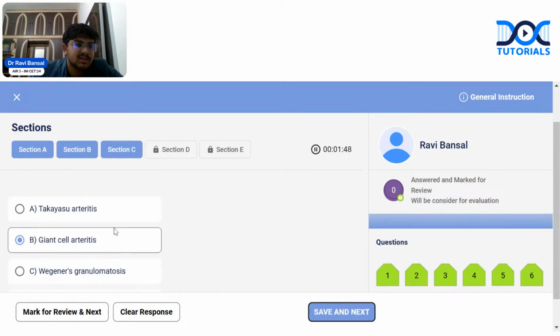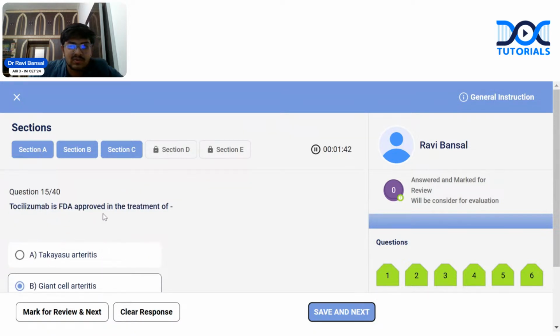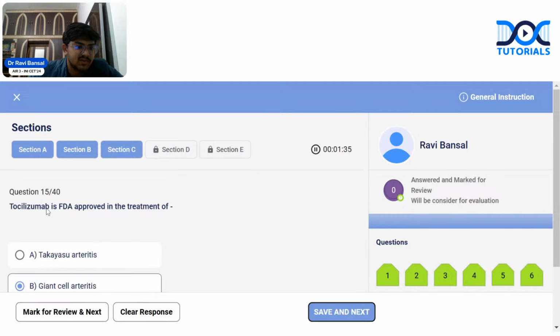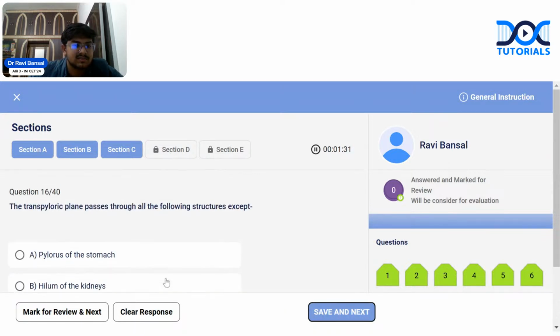Tocilizumab, FDA approved. We use tocilizumab both in Takayasu and giant cell arteritis. But they have asked FDA approved, so I think giant cell is the more correct option, because we frequently use tocilizumab after steroids in giant cell. So FDA approved, I think this is the answer.